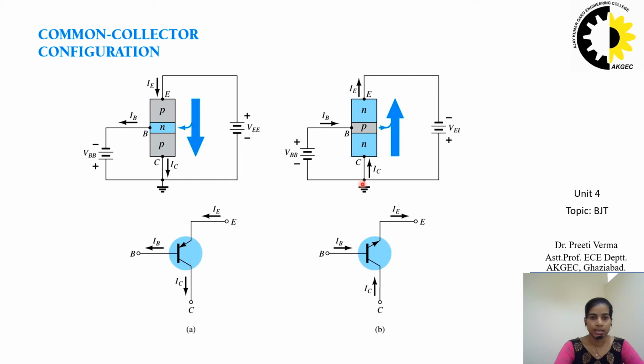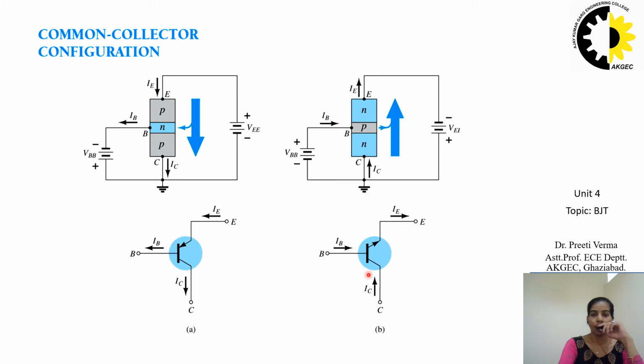Similarly, if we see this NPN transistor, then in this the collector terminal is made common. Base, being of P type, is connected to the positive terminal of the battery, and collector is connected to the negative terminal of the battery, making the input side junction forward biased. And if we look towards the output side junction, then emitter terminal, which is of N type, is connected to the negative terminal of the battery, and in that way the output junction is made forward biased.